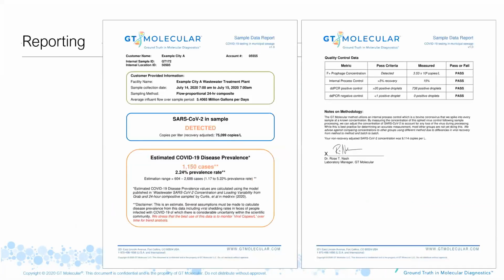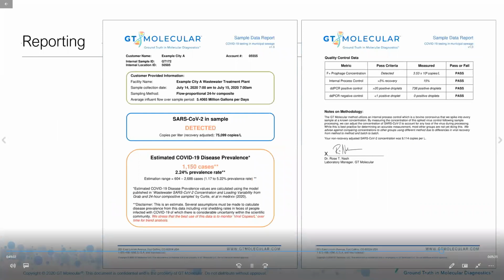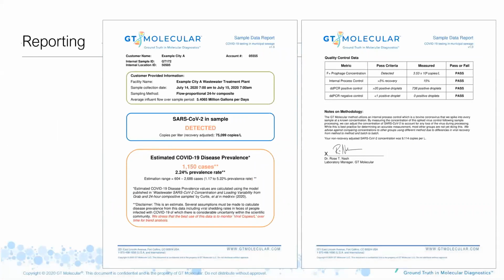From our analytical validation studies, we implemented a series of quality control metrics that we provide data for with each sample we process, as shown in the example report here. This report also serves as a nice transition into the next thing I'd like to discuss, which is using this data to estimate the number of COVID-19 cases within a catchment.